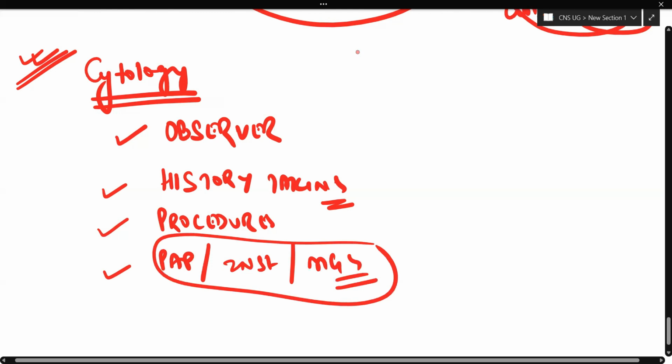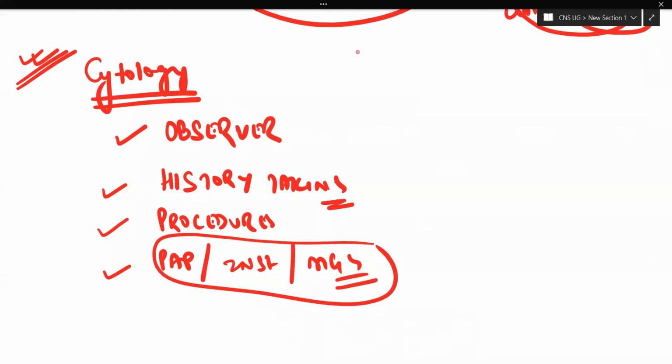Now, in a year, maybe sometimes 2 months, 3 months, you are posted in cytology. So you have to know how to stain them, how to perform this staining. What is the importance of PAP? What is the importance of MGG? Why is ZN stain done? So you have to understand these things over here.